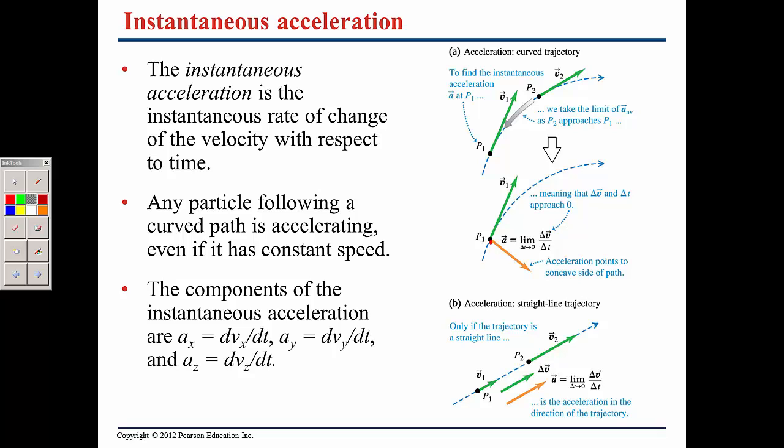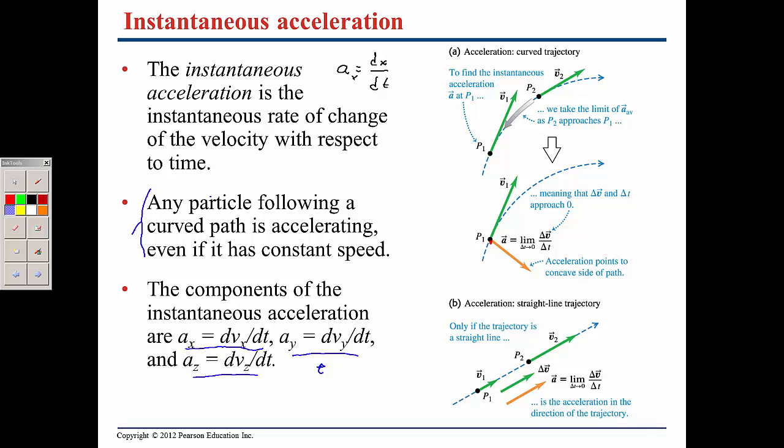Now, the instantaneous acceleration is exactly what you would think. Last time we defined instantaneous acceleration to be the change in velocity with respect to time. Now we're just simply talking about three dimensions, and we can write this much like we did with the velocity as the acceleration in the x direction, the acceleration in the y direction, and the acceleration in the z direction. And you can be accelerating in one, two, or all three of these at once. And reiterating what I mentioned on the last slide, any particle that's on a curved path is accelerating even if it has a constant speed.